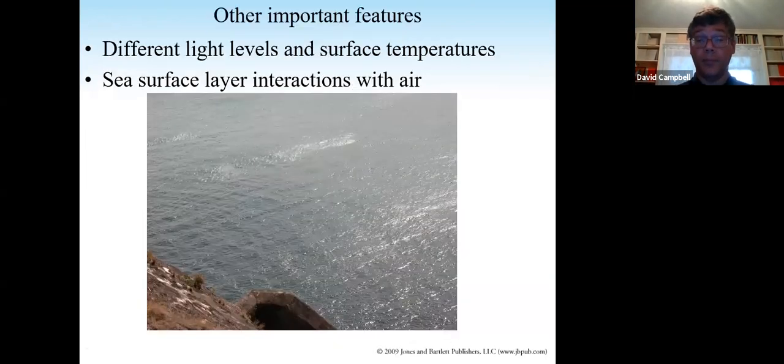Light and surface temperature vary quite a bit in different parts of the ocean, and we have those important properties of the very surface of the ocean and how that interacts with the air. And that wraps up Chapter 5 on seawater.